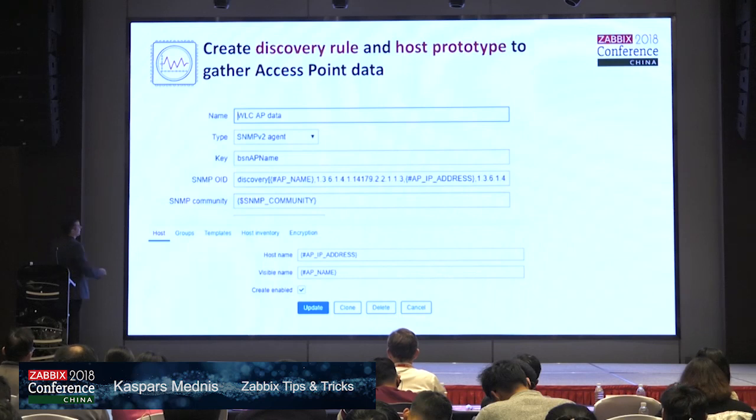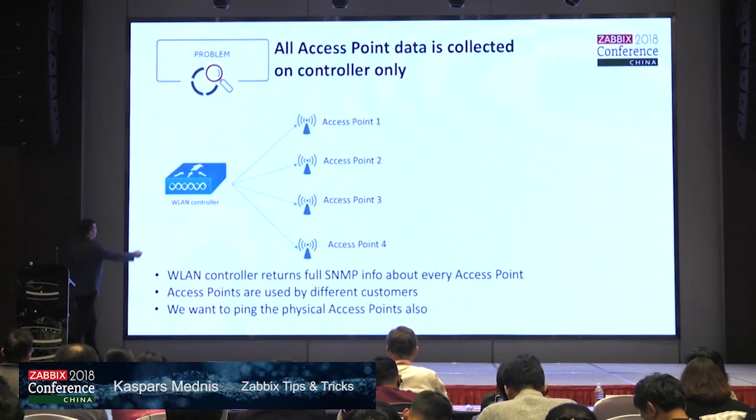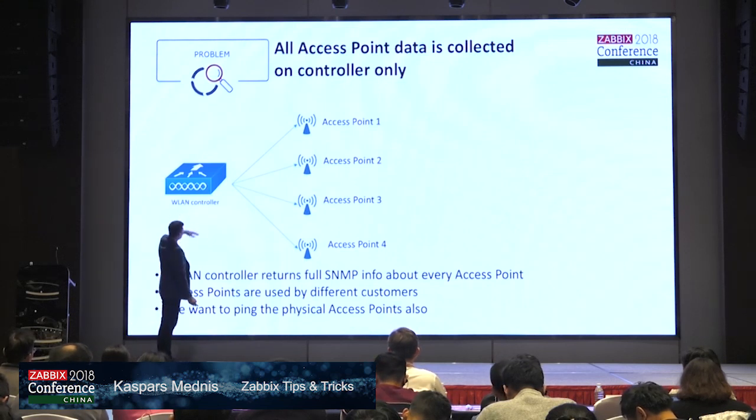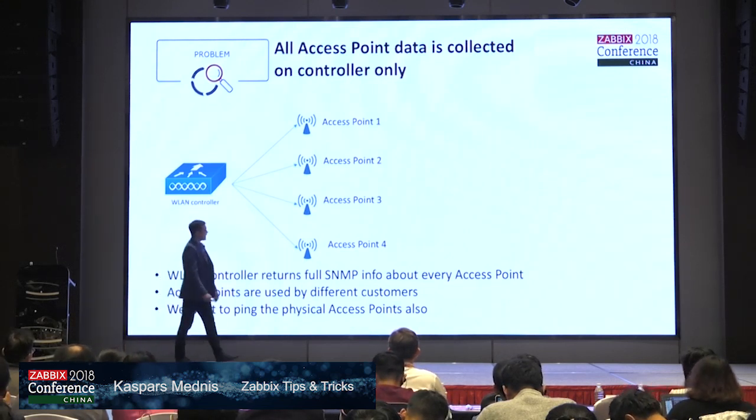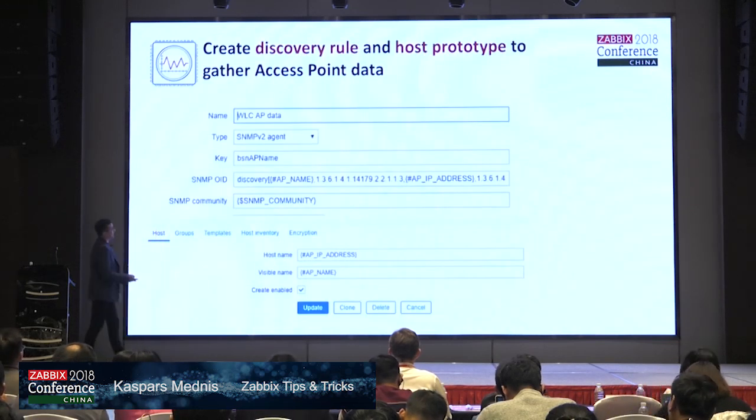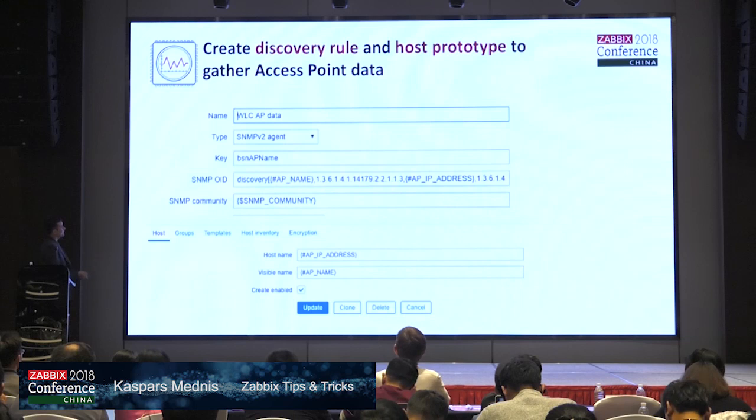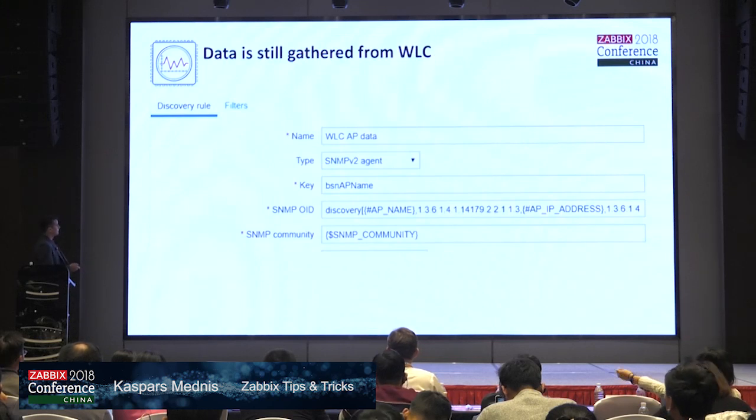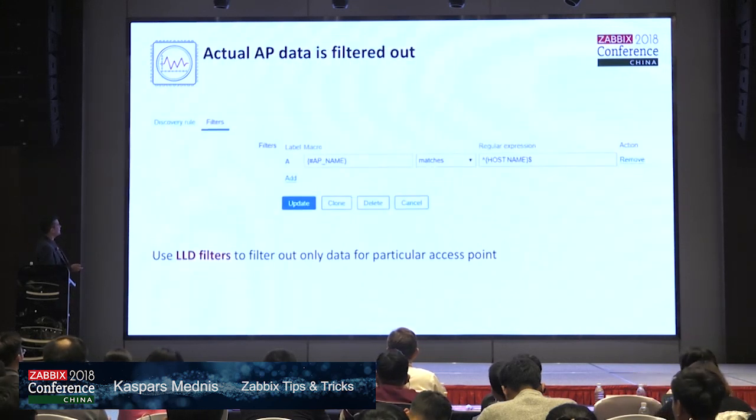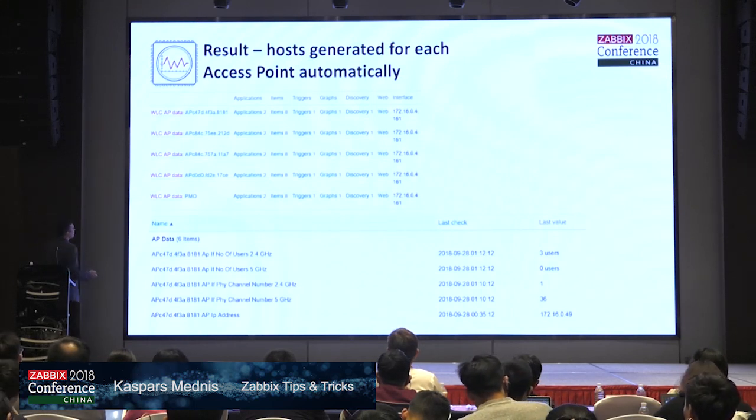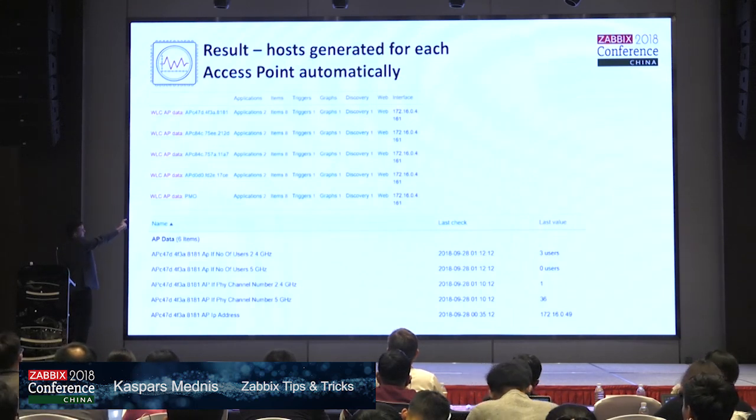And what will it do? It will just scan this device, the controller, and this controller will return the SNMP tree. And for every entry on this tree, by LLD rule, it will create a host prototype with IP address, with name. Then it will link a template to it, and at the end, you will get something like that. So all the information is coming from the same device.